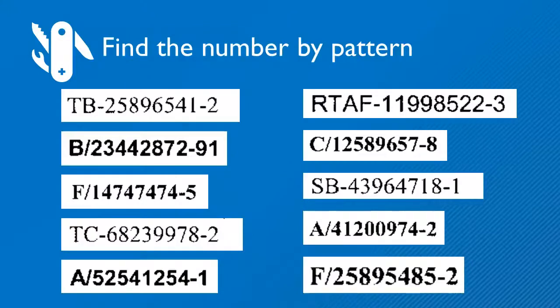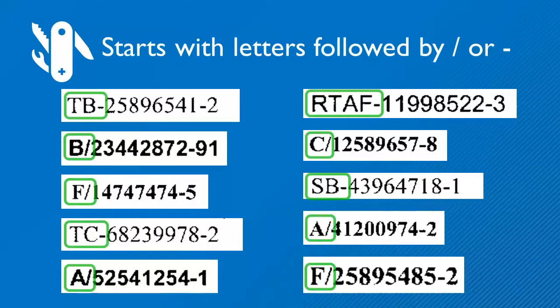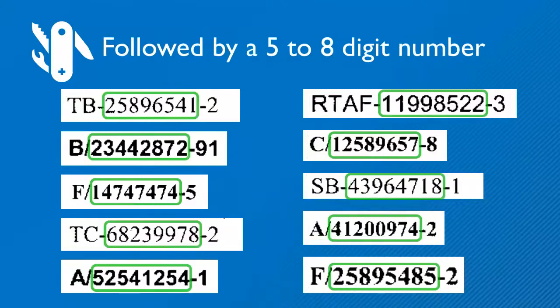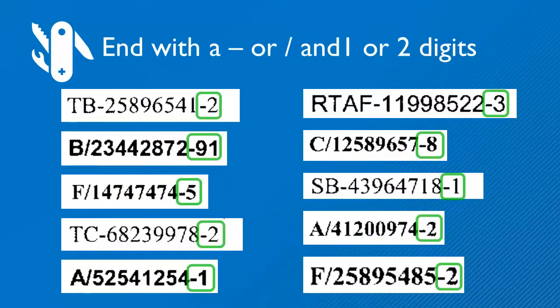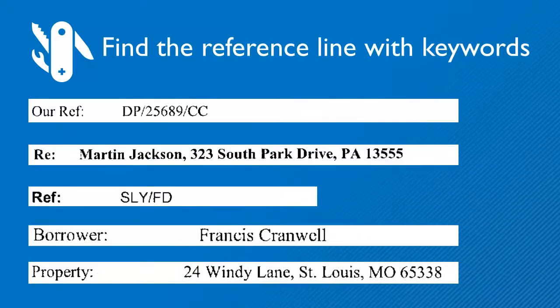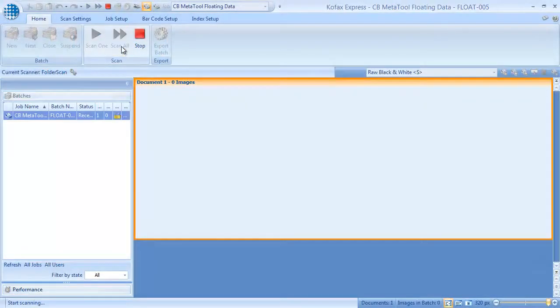We will use MetaTool to read the full text of each letter and then find the account number by looking for a pattern. The account number always starts with letters, followed by a slash or a dash, followed by a 5 to 8 digit number, and ending with a slash or a dash and 1 to 2 digits. We'll find the attorney's reference by looking for a line containing keywords such as our ref, ref, borrower, or property. This approach works very accurately.